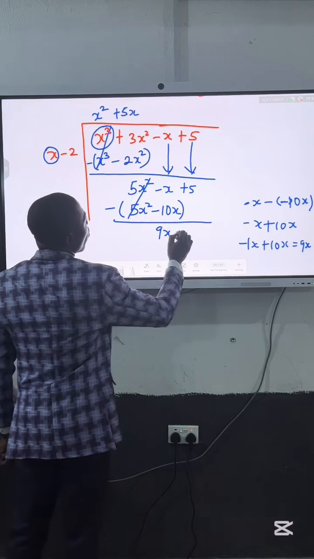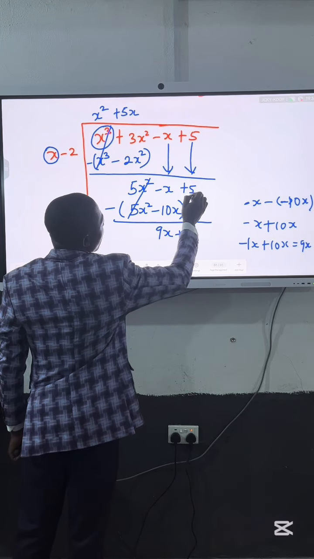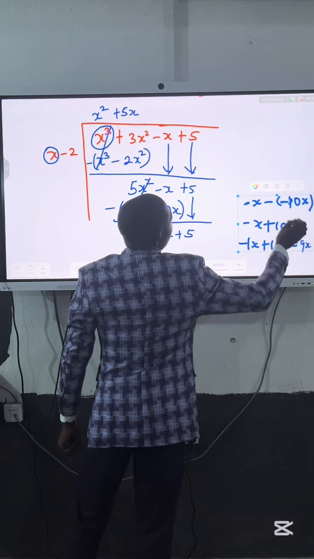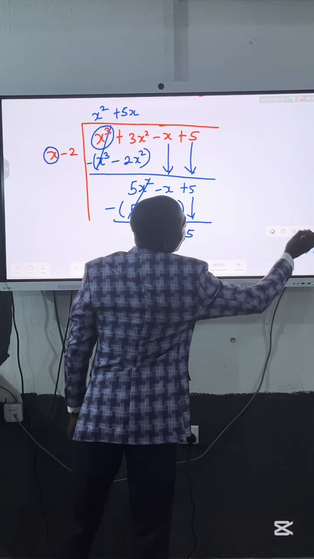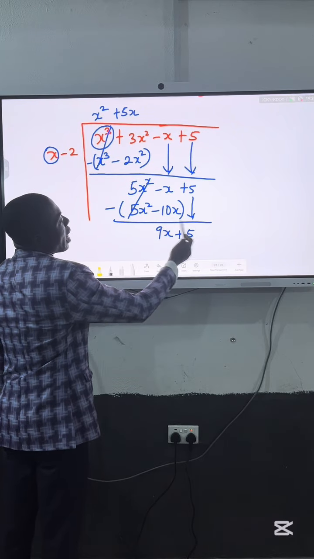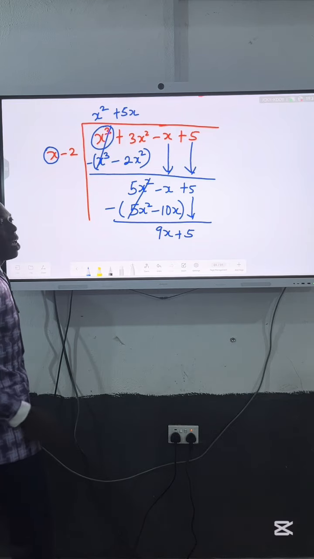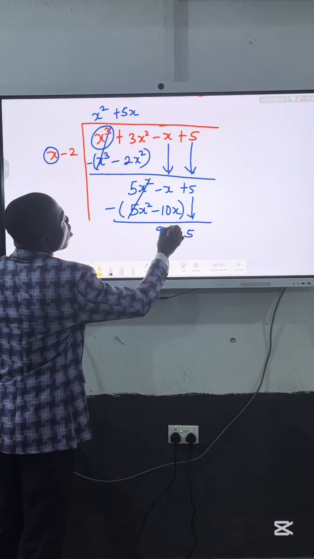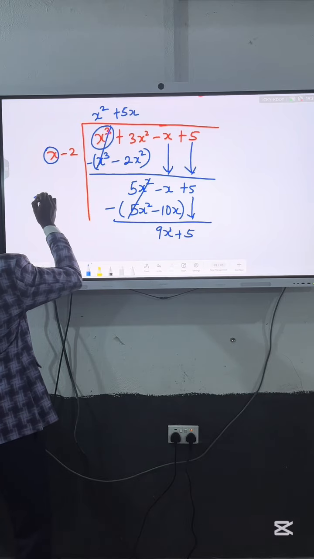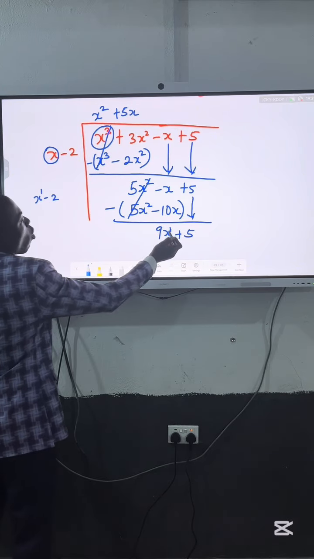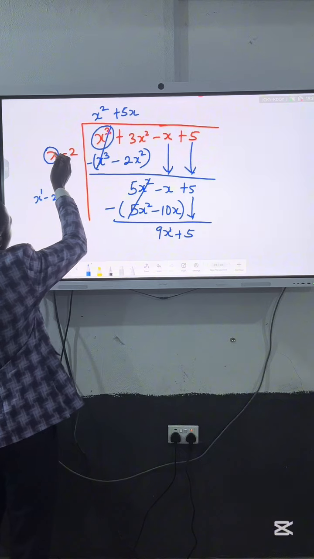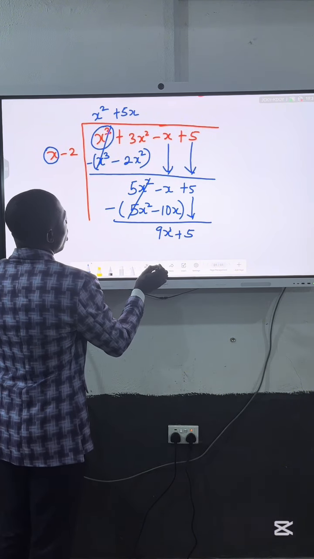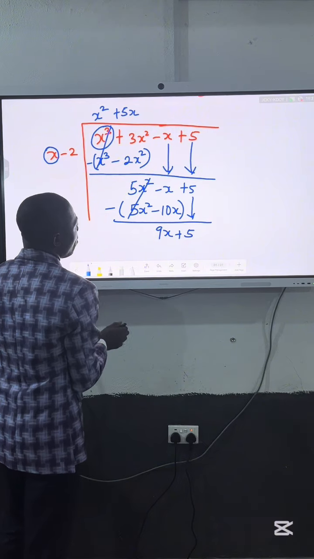I hope you are following. Now, plus 5. This 5, you did not use it, you bring it down. Plus 5. Now, you can still do the division one more time. Why? Because the degree of this polynomial now and the degree of the divisor are the same. See, here, you can write this one as 9x to the power 1. You can manipulate this place as x to the power 1 minus 2. So they have equal degree. X has power 1 here. X can be manipulated to have power 1 here. So they have the same degree.